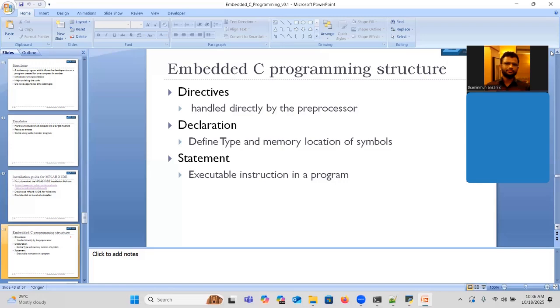So the preprocessor is something which does the job before the compilation starts. It prepares the file for compilation. It will take your code, include the necessary things, and make things ready for compilation. That is what the preprocessor does.